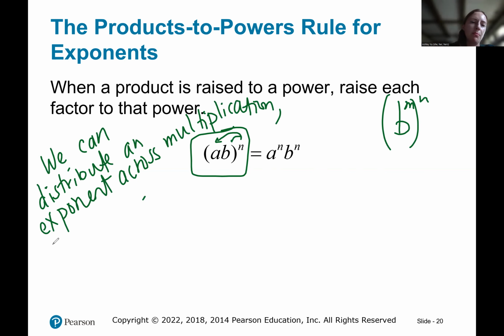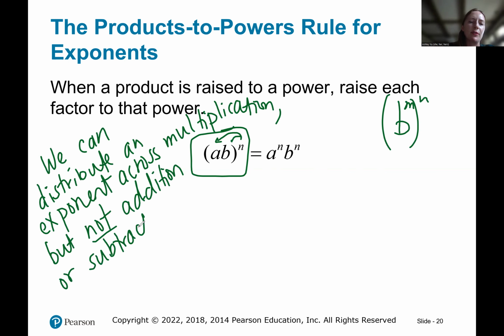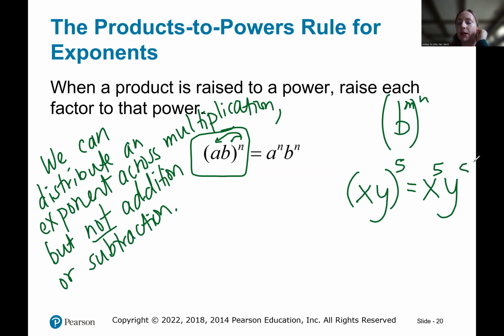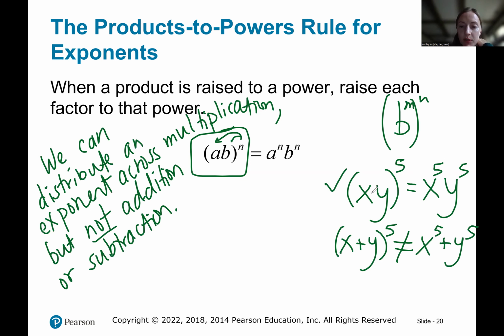Multiplication, but not addition or subtraction, because I think I forget that sometimes, and I know students kind of mix it up. So this rule says it's okay to go, like, if you had x times y to the power of 5, if you want to get rid of the parentheses, you can just give each of them their own power of 5. x gets a 5 power, y gets a 5 power. That's true, that's good. But if it was x plus y or x minus y to the 5th, that is not equal to x to the 5th plus y to the 5th. So that operation between the x and the y has to be multiplication in order to distribute the power.